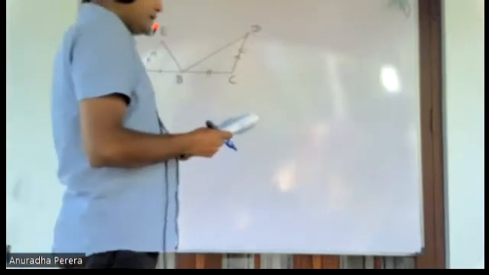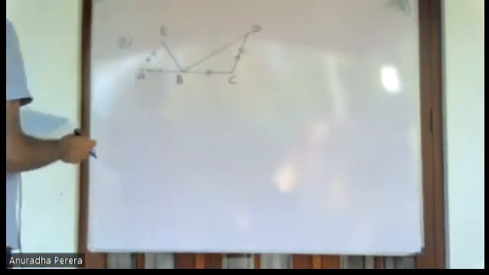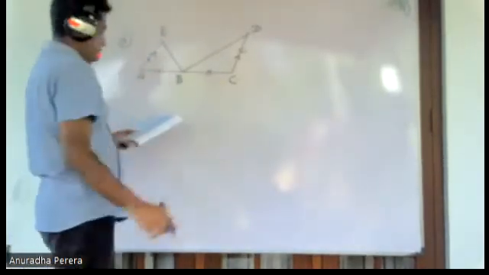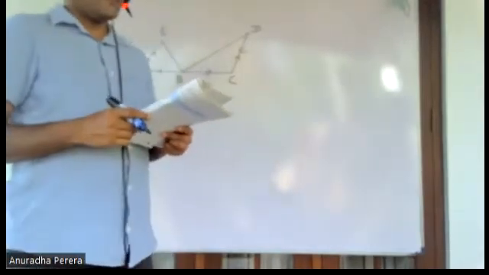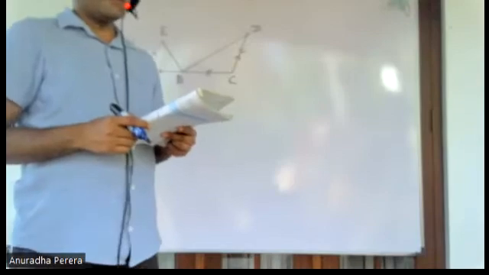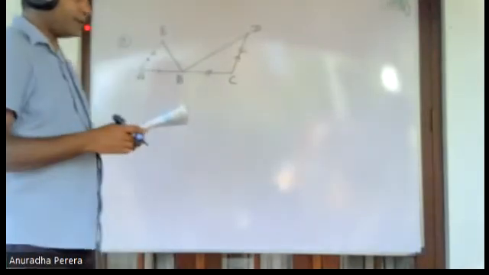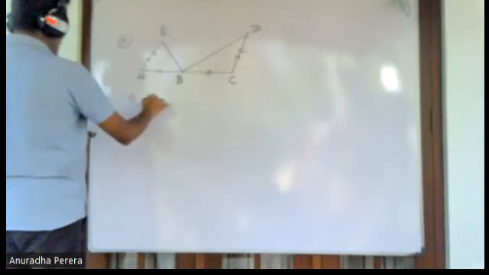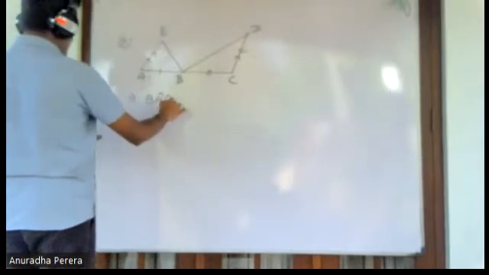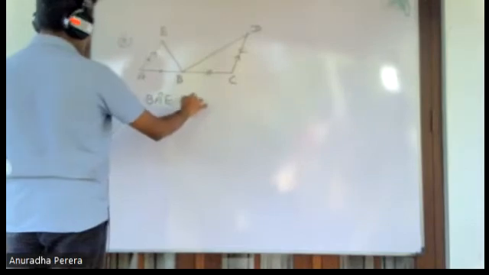In the given figure, ABC is a straight line. This is a straight line. Provide answers based on the information in the figure. The first one, find the value of BAE plus BCD.